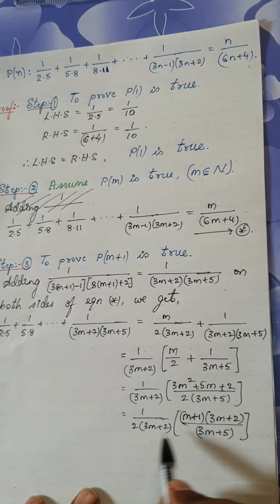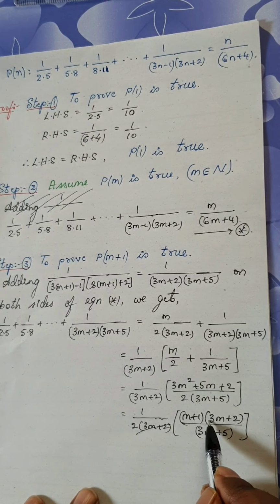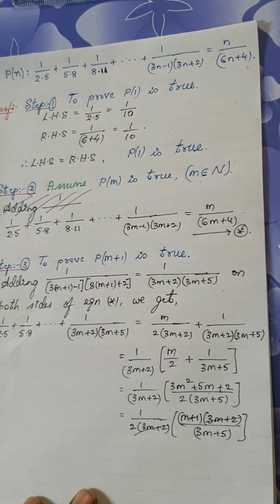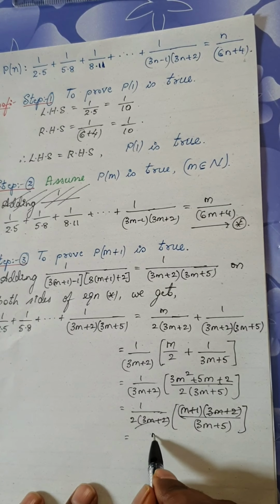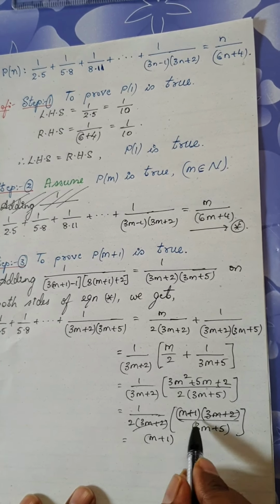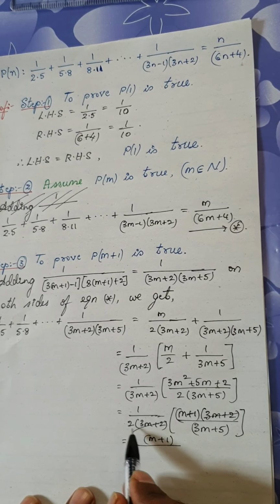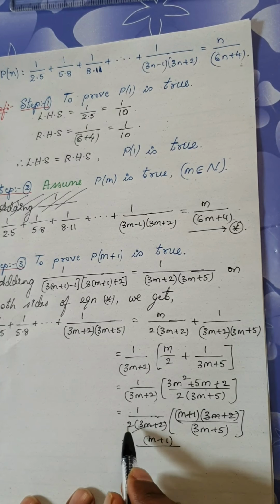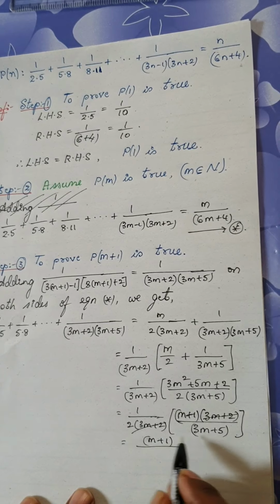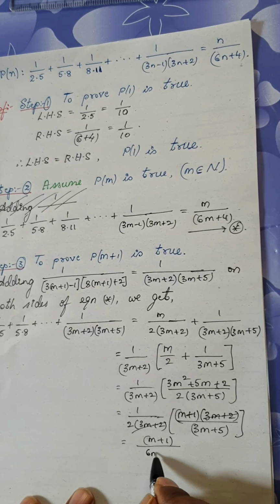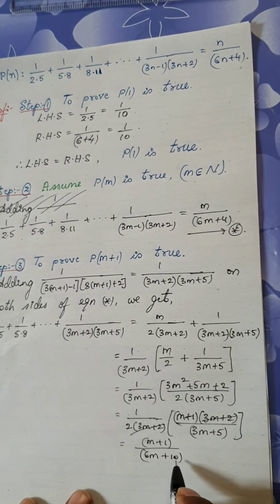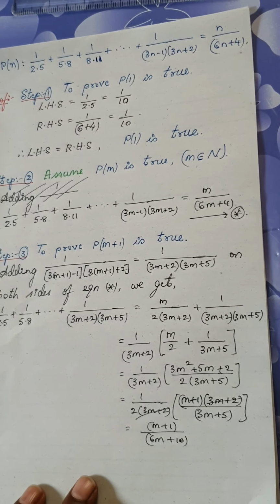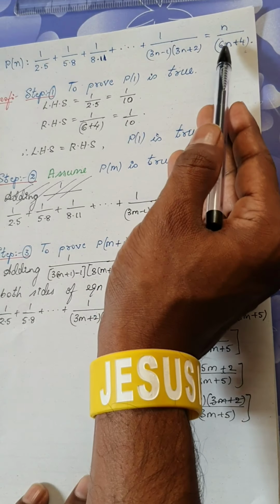So what happens now is you have 3m plus 2 in the denominator and 3m plus 2 in the numerator. It will get cancelled. So you are left with (m plus 1) divided by 2 into (3m plus 5). Let me multiply this. So this will be nothing but 2 3s are 6m plus 5 2s are 10. Let me rewrite this to match with this term.